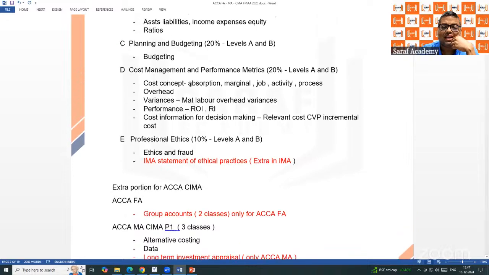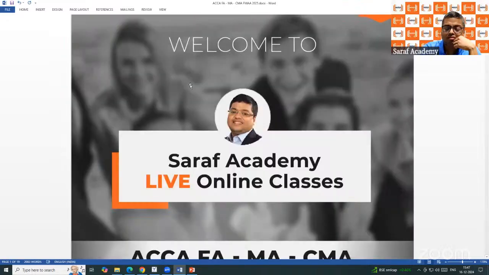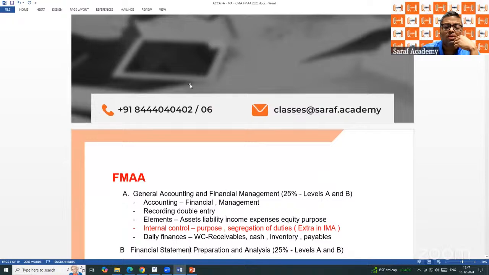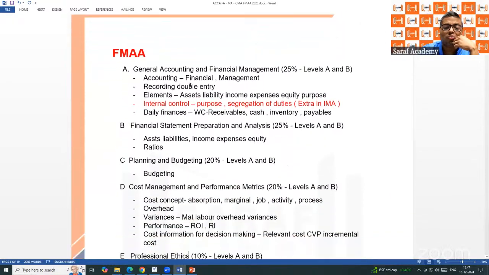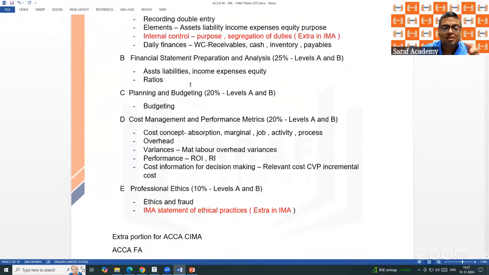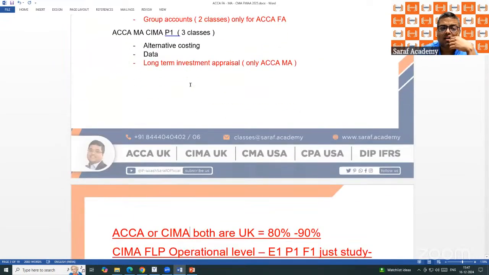So when I will be teaching this, when I will be teaching for FMAA students the internal control and professional ethics, I will not call ACCA and CIMA students. I will say in the class in the beginning only that next day the class will be for internal control and statement of ethical practices. So ACCA CIMA students don't need to attend.